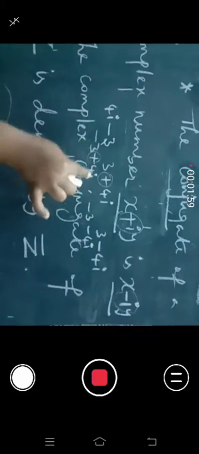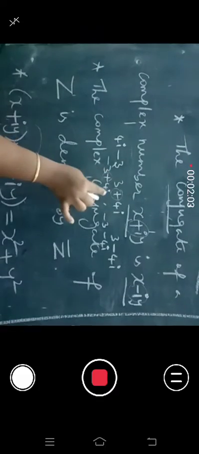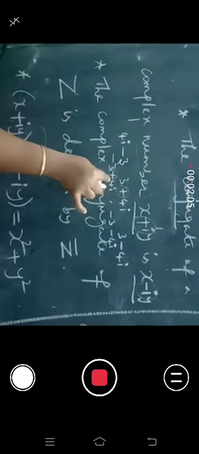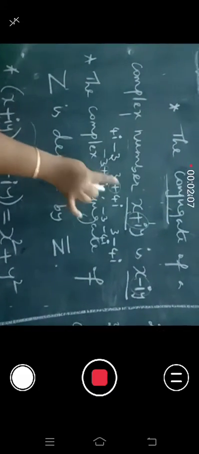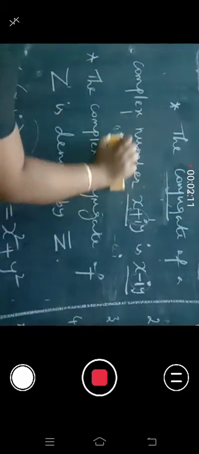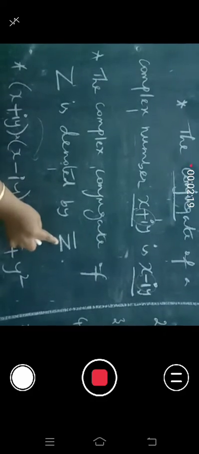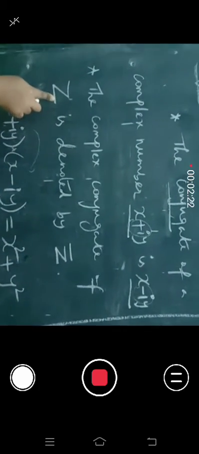Got it? See, first you have to look whether it is in the standard form or Cartesian form, x plus iy. Afterwards, you have to change the imaginary part sign. That is the conjugate idea. Okay. Now, the symbol of conjugate is Z bar. The complex conjugate of Z is denoted by Z bar. That is the symbol of the conjugate, Z bar.